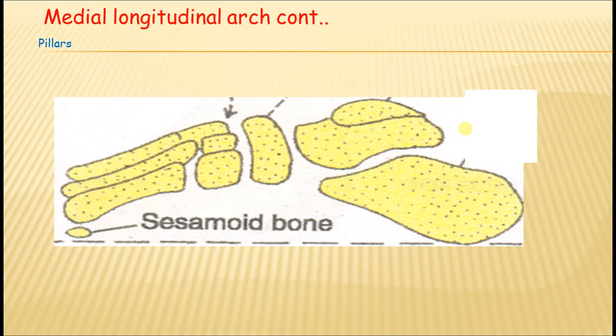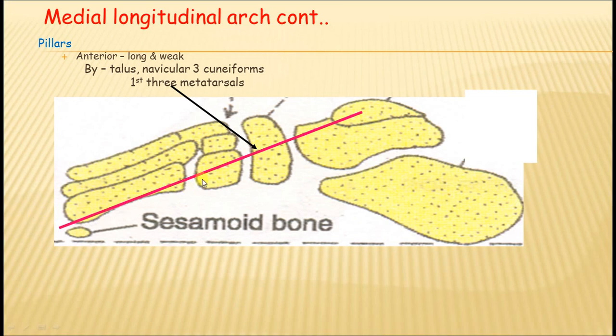Now, with respect to the pillars, you should also remember that the first metatarsal has two sesamoid bones, which we have already discussed in our sole of the foot class. They are also included mainly in the pillars. They are developed within the flexor hallucis brevis and they mainly increase the force of contraction. That is why these sesamoid bones are present near the head of the first metatarsal.